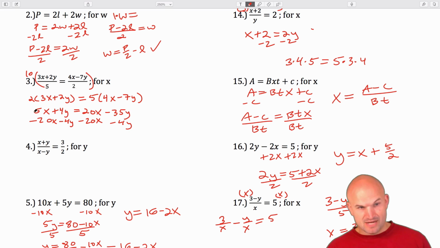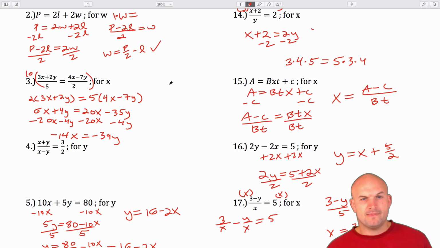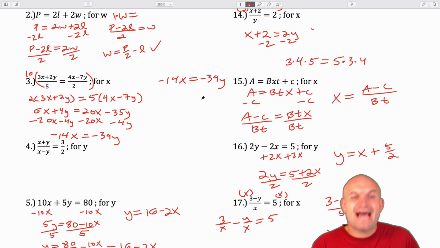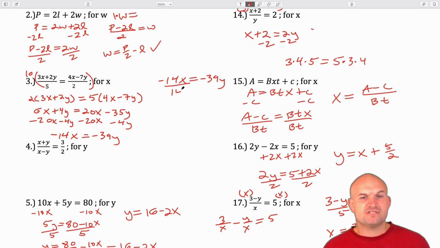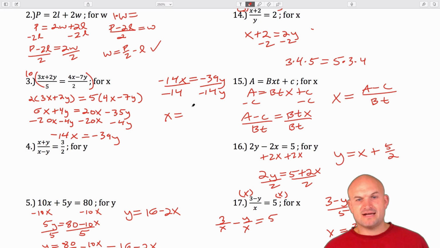So what that gives me now is 6 minus 20x is going to be negative 14x. That goes to 0. That's going to give me a negative 39y. All right, so I'm going to have to redo this because I ran out of space. So negative 14x equals negative 39y. Now, to solve for x, I'll just divide by negative 14, so that's going to turn that into a positive. So now x is equal to 39 over 14y.